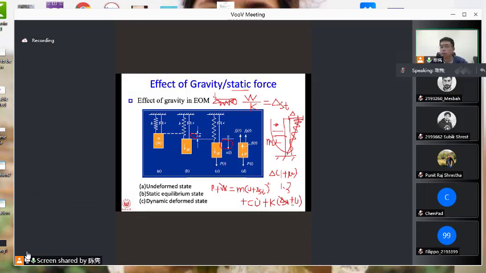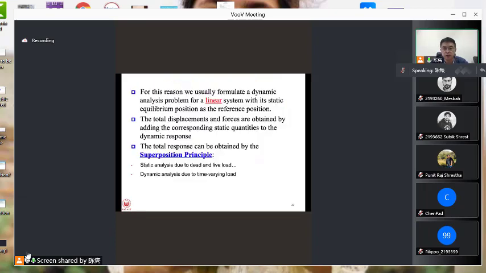Change what slide? Someone says that I need to change the slide. Change what slide? Okay.